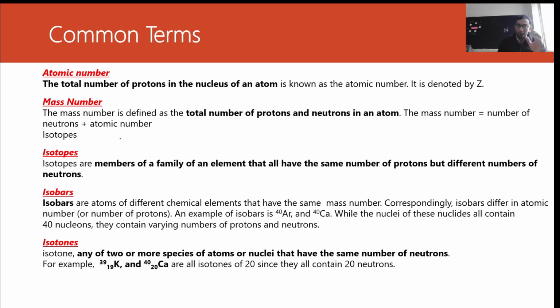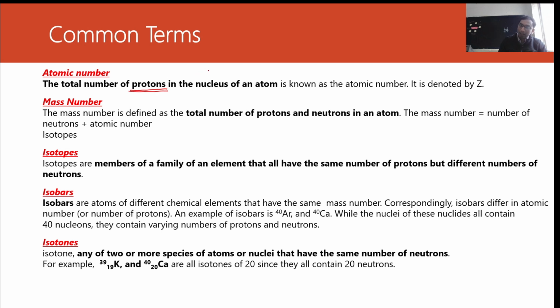Now there are a few common terms like atomic number, mass number, isotopes, isobars, and isotones. Atomic number, first of all, is the number of protons. Most students get confused that the number of electrons is the atomic number, but please understand that atomic number is the number of protons in an atom. The number of electrons and protons are the same.